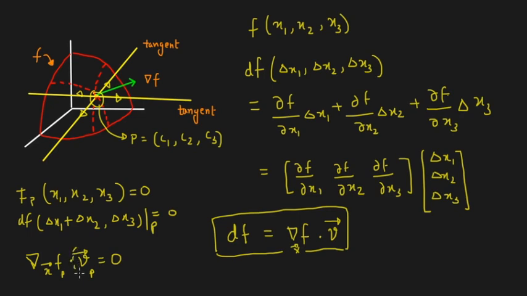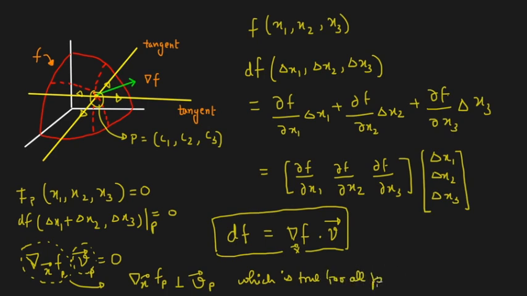So v here represents the tangential direction, hence the dot product of this being 0 means that the gradient of f at P is perpendicular to this, which is true for all points P on f, hence proved.